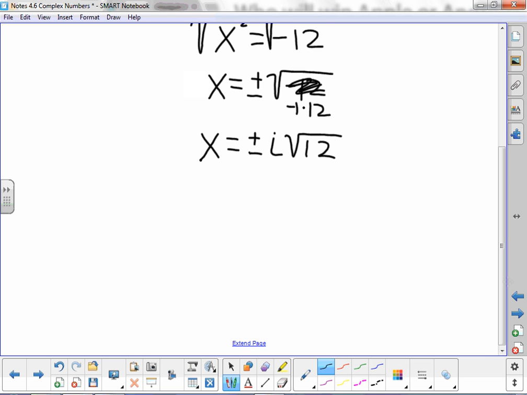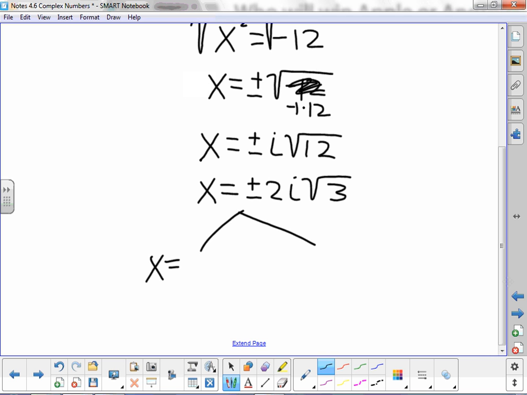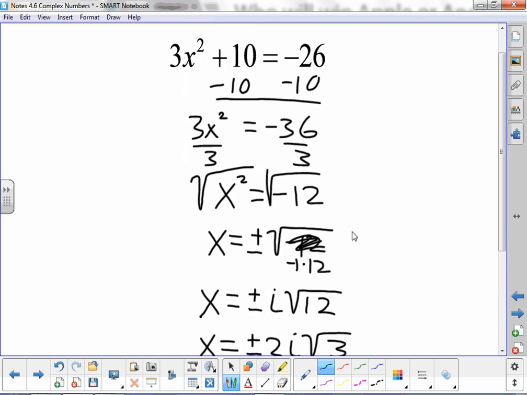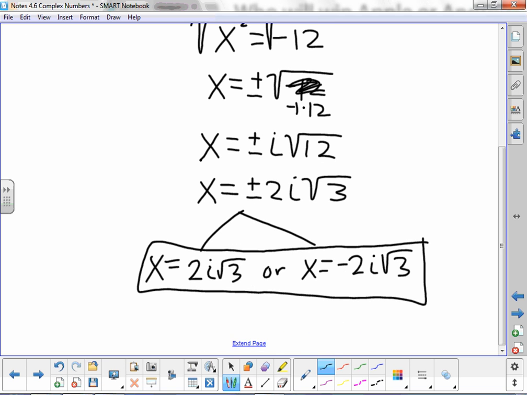And there's a 4 inside of there. That's a 4 times a 3, so you can take out a 2, plus or minus 2i square root of 3. And I did want you guys to split that. x equals 2i square root of 3, or x equals negative 2i square root of 3. So these are your x-intercepts, but they don't exist on the x-axis because they are imaginary. All right, so that's what that actually means, and that's how you use it within the solving.